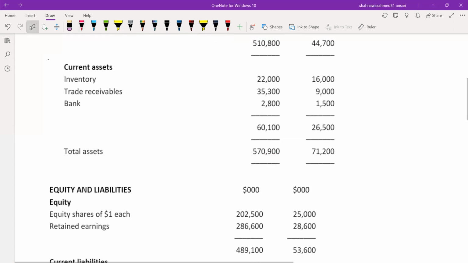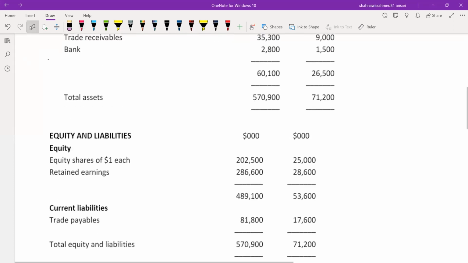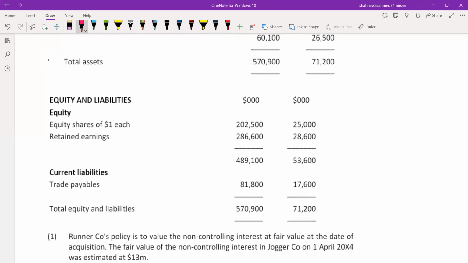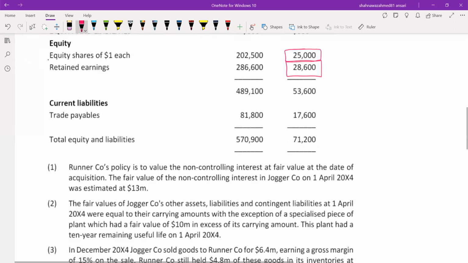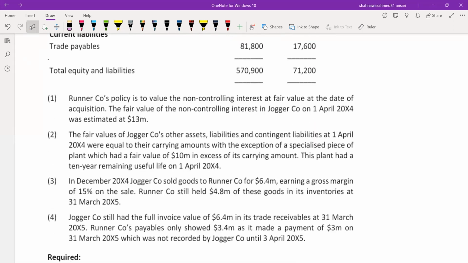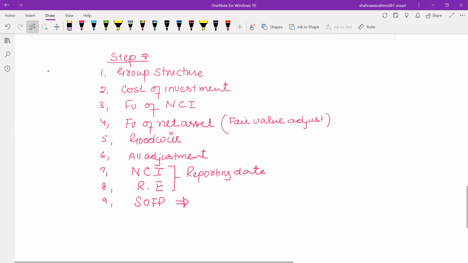Then we have inventory, receivables, bank balance, equity shares of parent company and equity share capital of subsidiary company, retained earning at the reporting date. We have payables. Now see, point number 1. Runner's policy is to value NCI at fair value. That is full goodwill method. And the fair value of NCI is given in the question, that is 13 million. So let's find out goodwill.